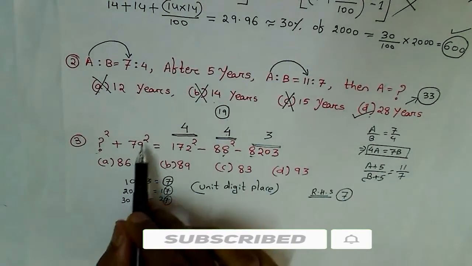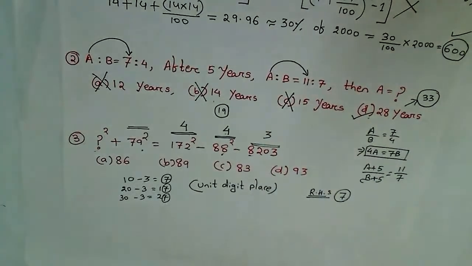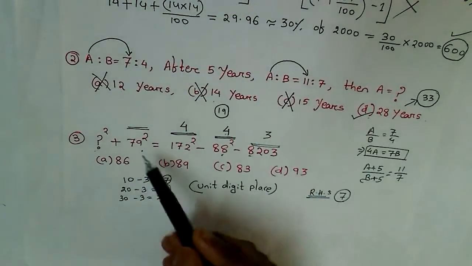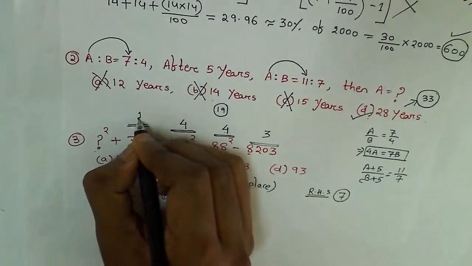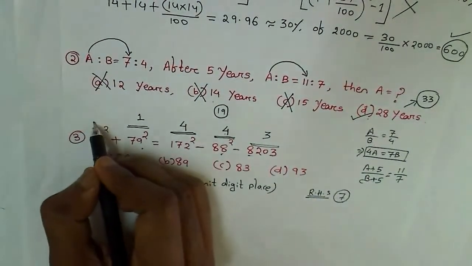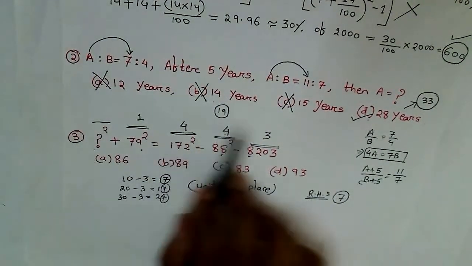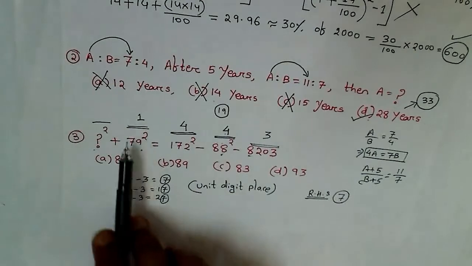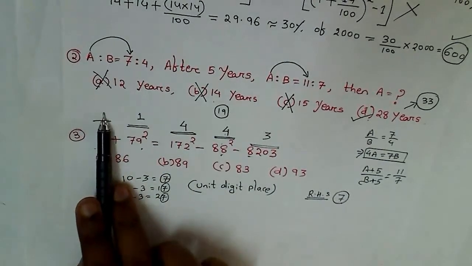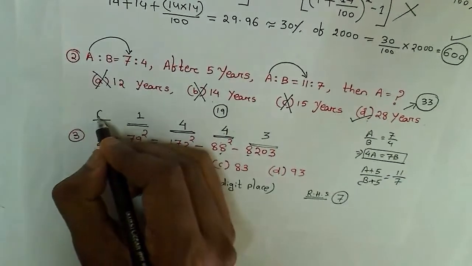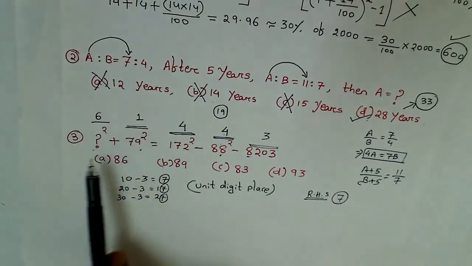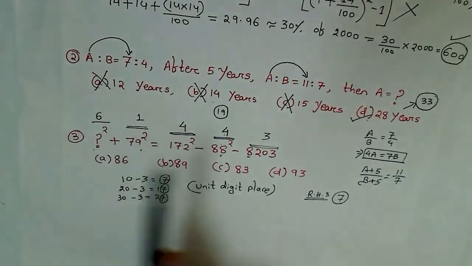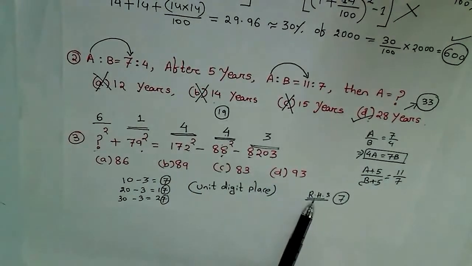Now we'll see 79 square. If you calculate 79 square, what is the unit digit place? 9 square is 81. So unit digit place is 1. So here we are getting 1. So to make it equivalent, here the value is 7. Unit digit place is 7. To make it equivalent, what should be this value? Okay, so this value should be 6. So that we will get in left hand side 6 plus 1. Left hand side we will get unit digit place 7. And right hand side also we already have unit digit place 7.